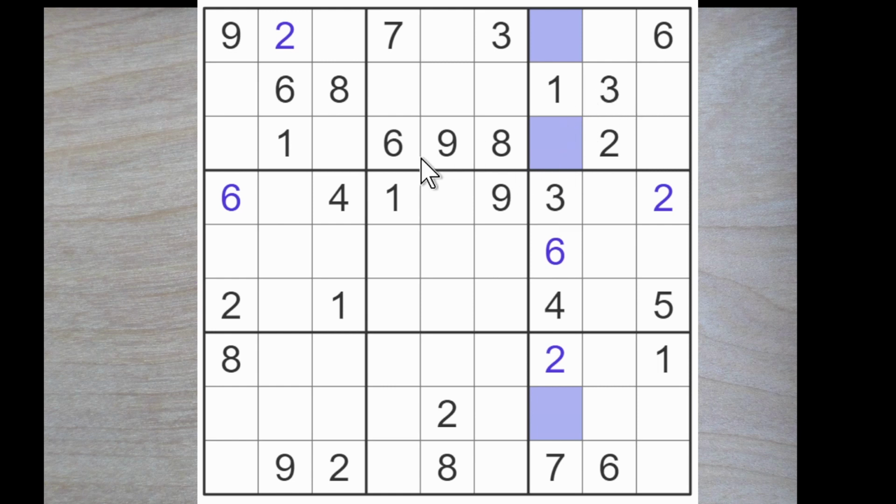Yes, we can, because a 9 blocks here and a 9 blocks here. So this is in fact going to be a 9, which blocks over. This also blocks over, and a couple of 9s block down. So here's a 9. And it should be pretty easy to find a 9 in the top horizontal chute, because it must go here, because we have a couple of 9s blocking across. So yes, here's a 9.